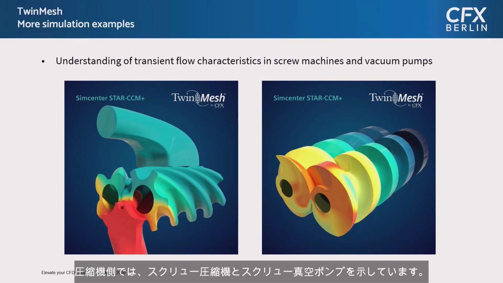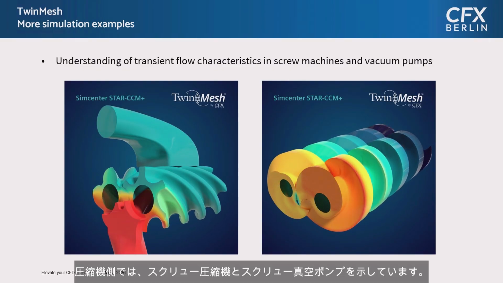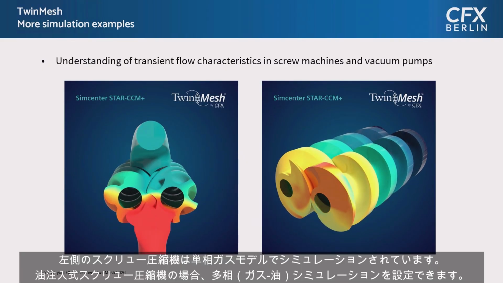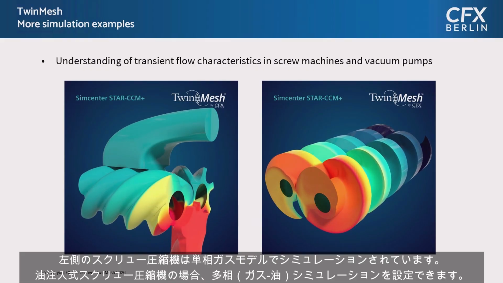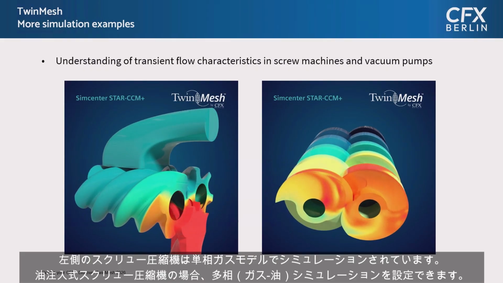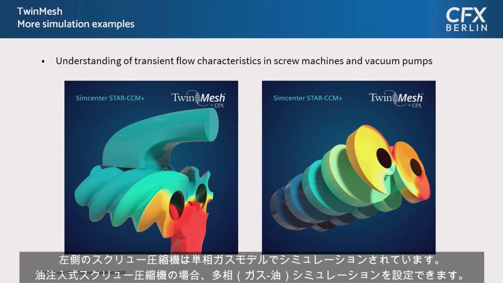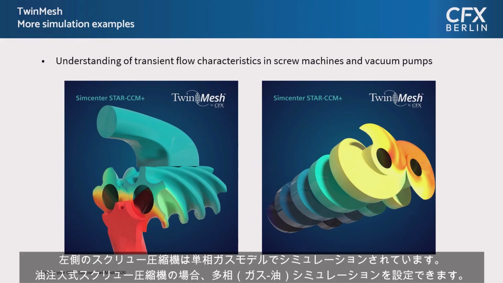On the compressor side, we show a screw compressor and a screw vacuum pump. The screw compressor on the left is simulated with a single-phase gas model. For oil-injected screw compressors, you can set up a multi-phase simulation which uses gas and oil.